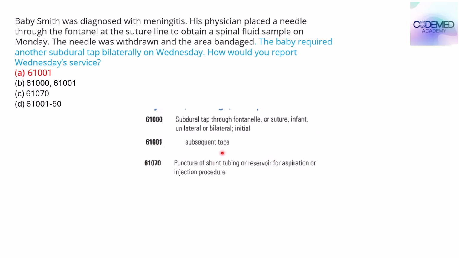And this is the indented code, so the unilateral or bilateral wording is also included. I will read the code: subdural tap through the fontanelle or suture, infant, unilateral or bilateral, subsequent tap. Since the language of the code includes unilateral or bilateral, there is no need to write the modifier 50, and that's why A is the correct answer.